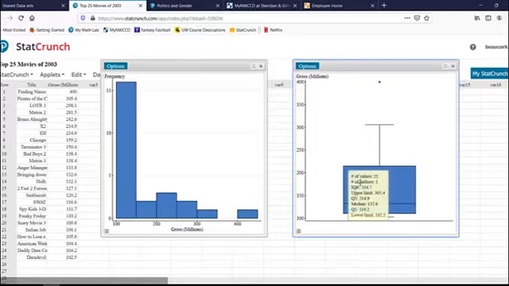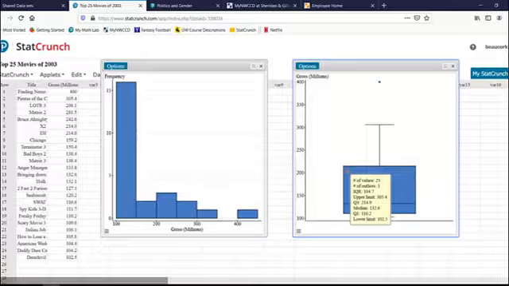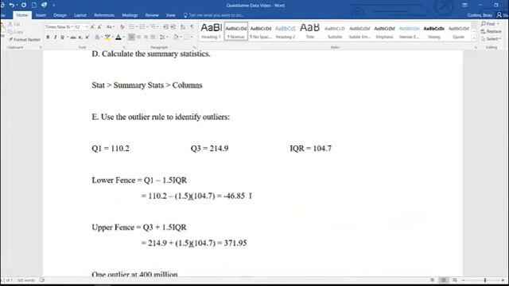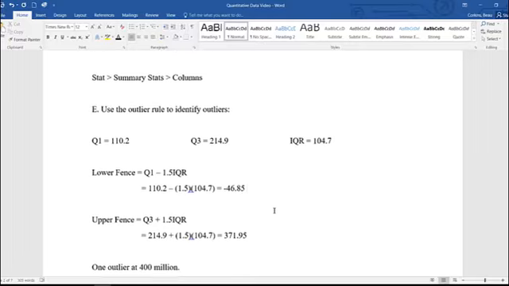Notice that in StatCrunch, it does not identify the fences, but it says upper limit and lower limit. That means the highest value within the fence and the lowest value within the fence. All right, so notice it says the lower limit is 102.5, when we actually see the lower fence is actually negative 46.85. So StatCrunch calculates those values, but it won't tell you what the fences are because, again, it actually refers to the data which is actually used.